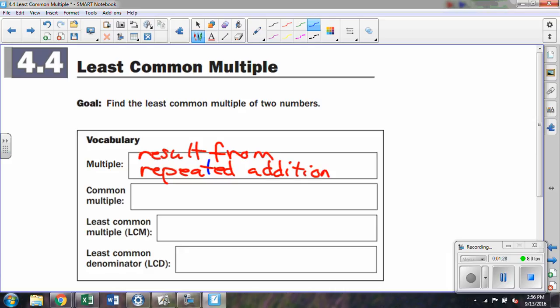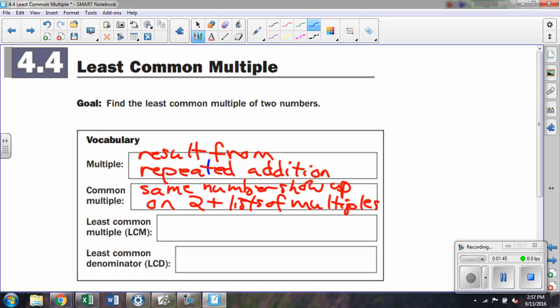A common multiple occurs when you've got the same number show up on two or more lists of multiples. Even if you don't go through and create the list to find it, it would be there with the list created. The least common multiple is the smallest one of all common multiples.